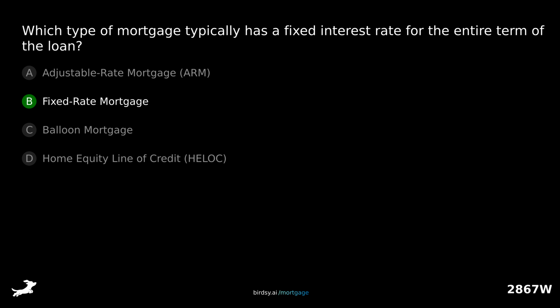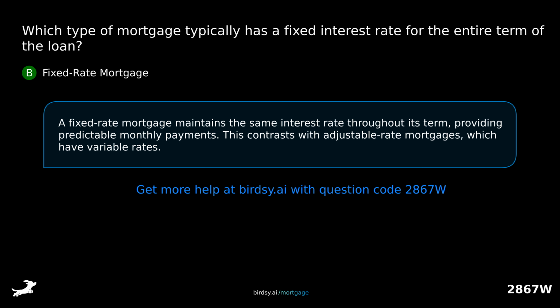The answer is B, fixed rate mortgage. A fixed-rate mortgage maintains the same interest rate throughout its term, providing predictable monthly payments. This contrasts with adjustable-rate mortgages, which have variable rates.